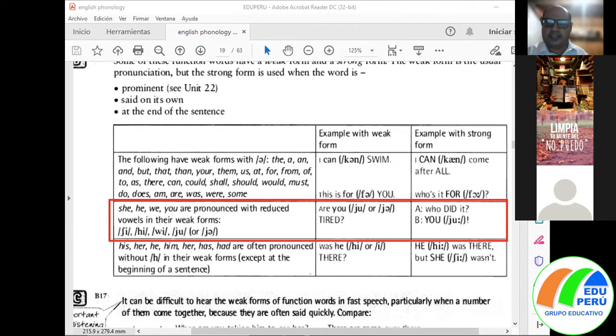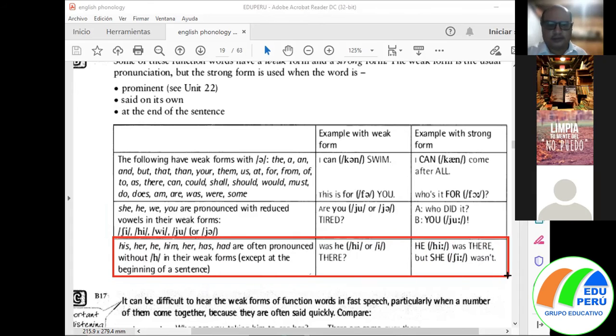Let's continue with the third case. Here, his, her, he, him, her, has, had are often pronounced without the h sound. This is what we saw in the video. In their weak forms, except at the beginning of a sentence. So don't do that at the beginning of a sentence, but in the middle of a sentence, and after a consonant sound, you use the reduced form.